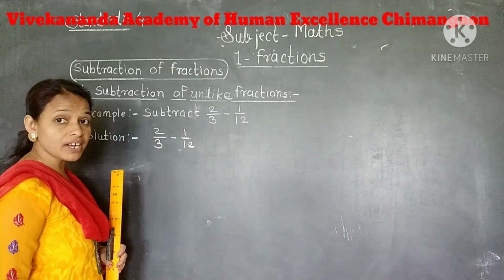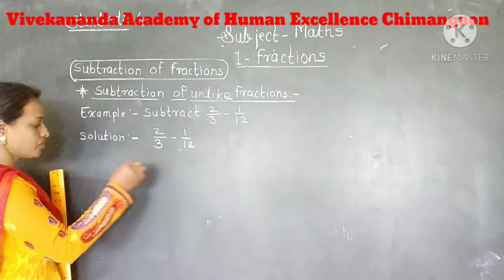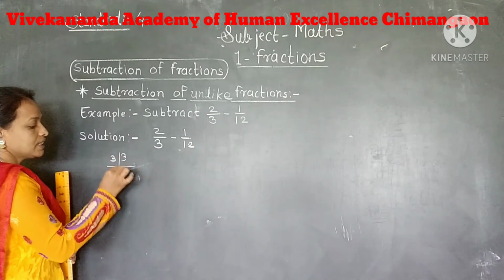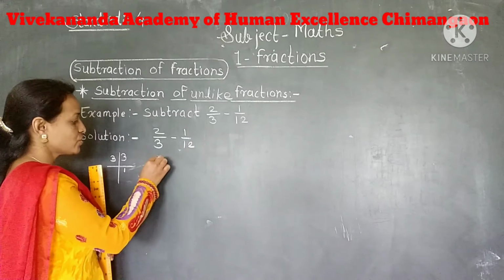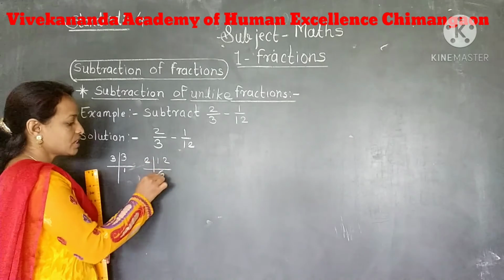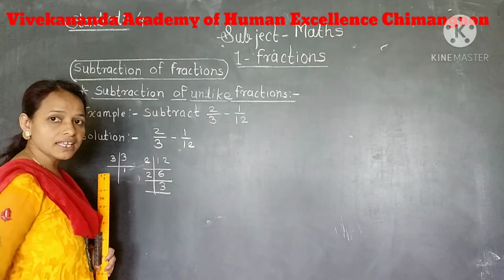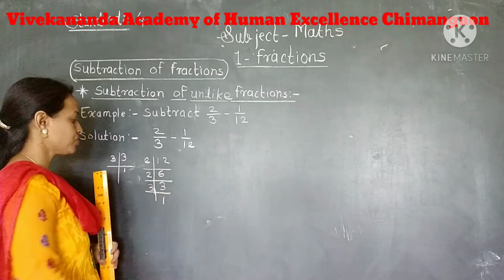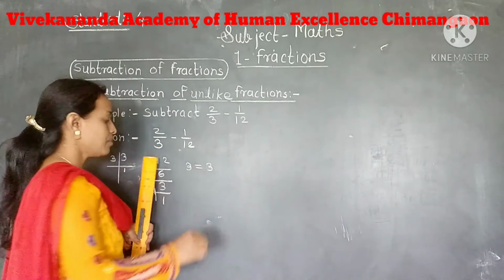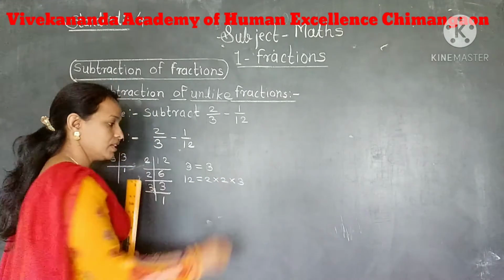We can find the multiples of 3 by finding common multiples or by the prime factorization method also. So look here, prime factorization of 3. 3 1s are 3. Prime factorization of 12. 12 is divisible by 2. 2 6s are 12, 6 is divisible by 2. 2 3s are 6, and 3 is divisible by 3. So here we get the prime factorization of 3 is 3, and the prime factorization of 12 is 2 into 2 into 3.